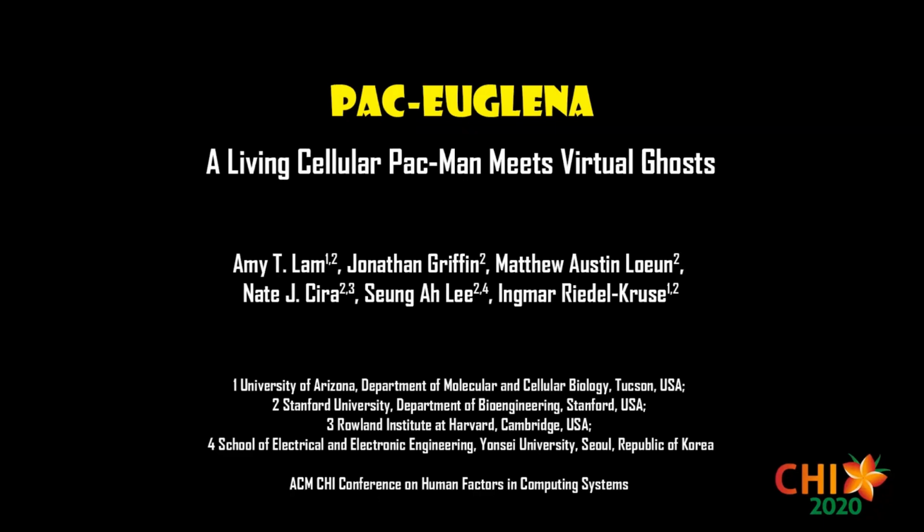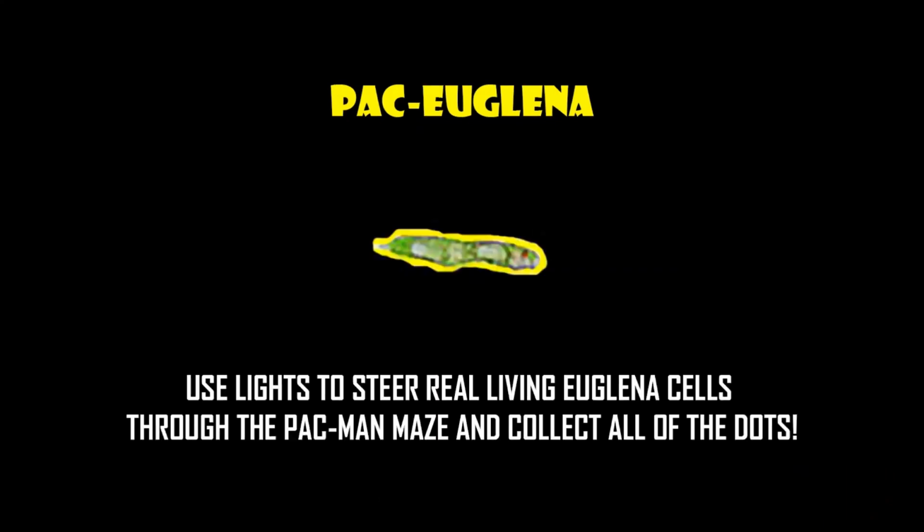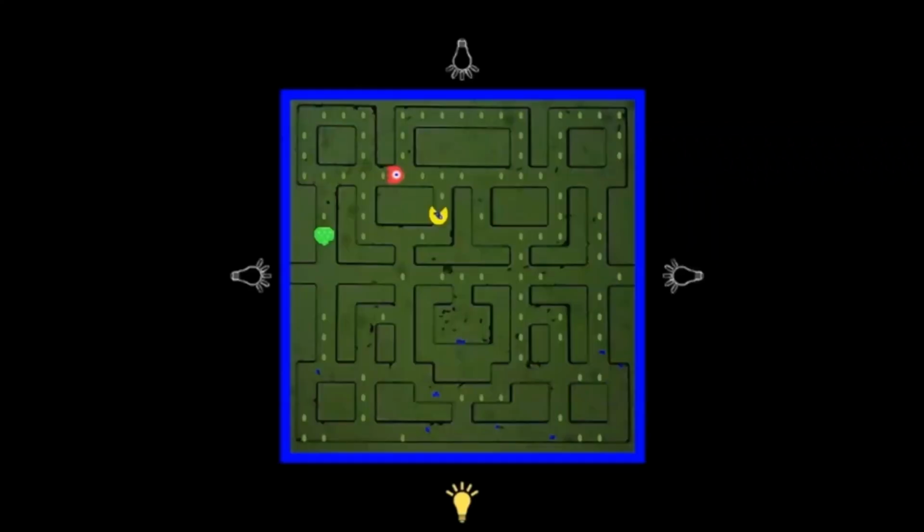First, I'll play a short video to give you a basic overview of the game. In Pac-Euglena, the player steers real living Euglena cells, which you see moving around here, around a microfluidic maze to collect virtual Pac dots. Euglena cells are light sensitive, so we can steer them around using light. We use computer vision to track the cells, which enables them to interact with the virtual objects, like the Pac dots, and also trigger interactions with the ghost.